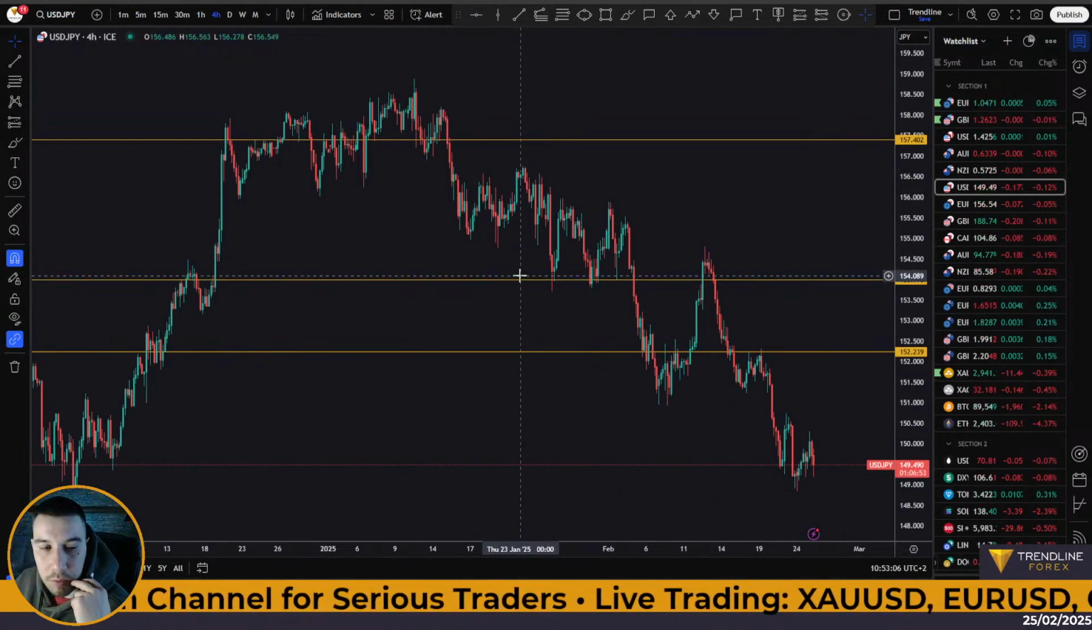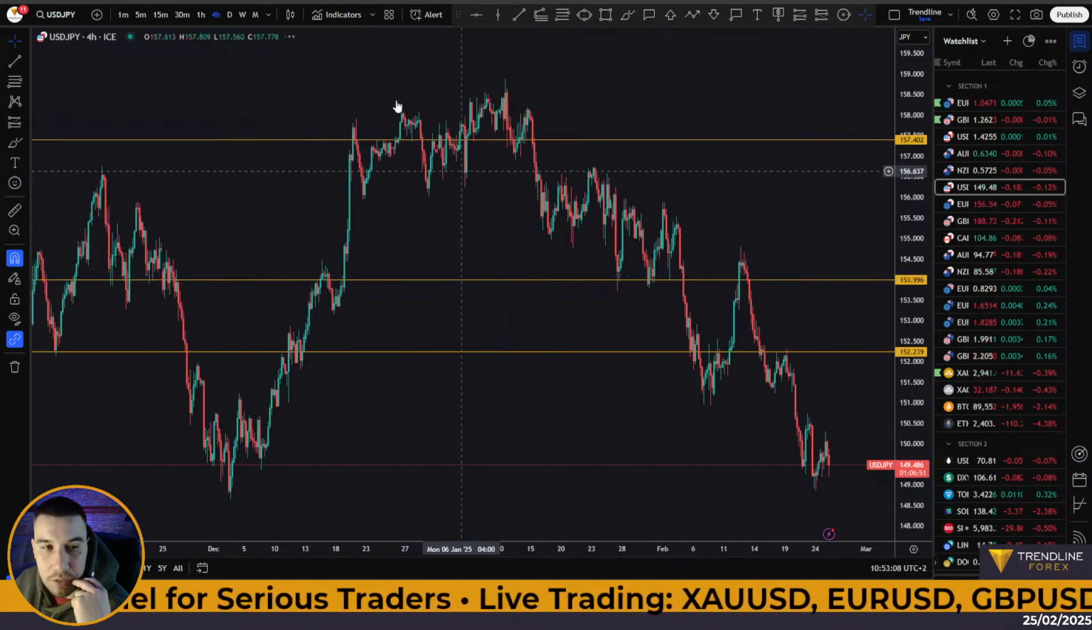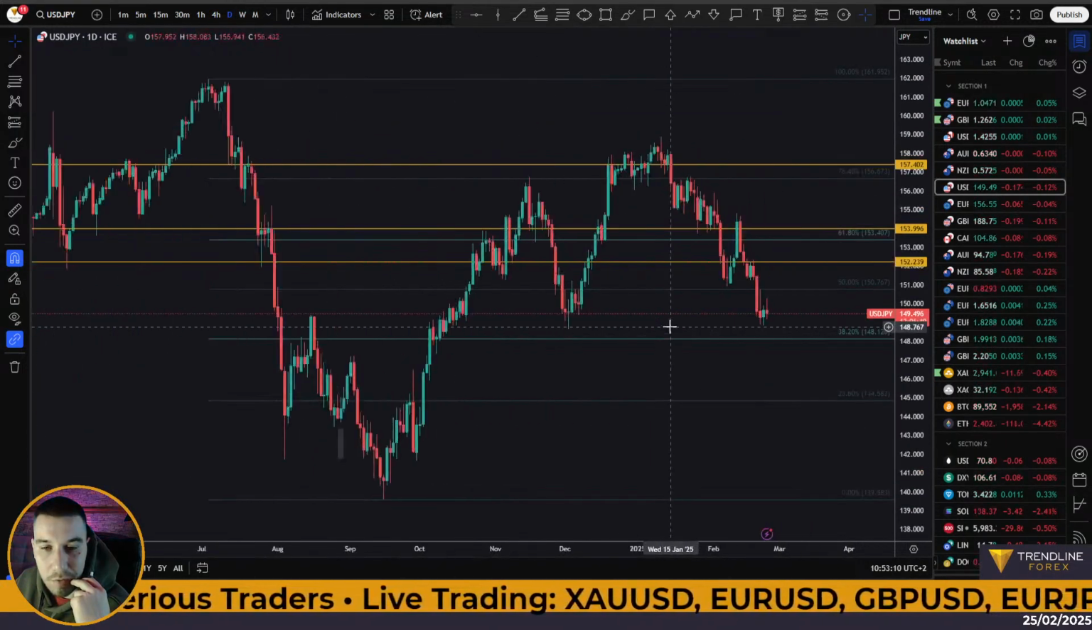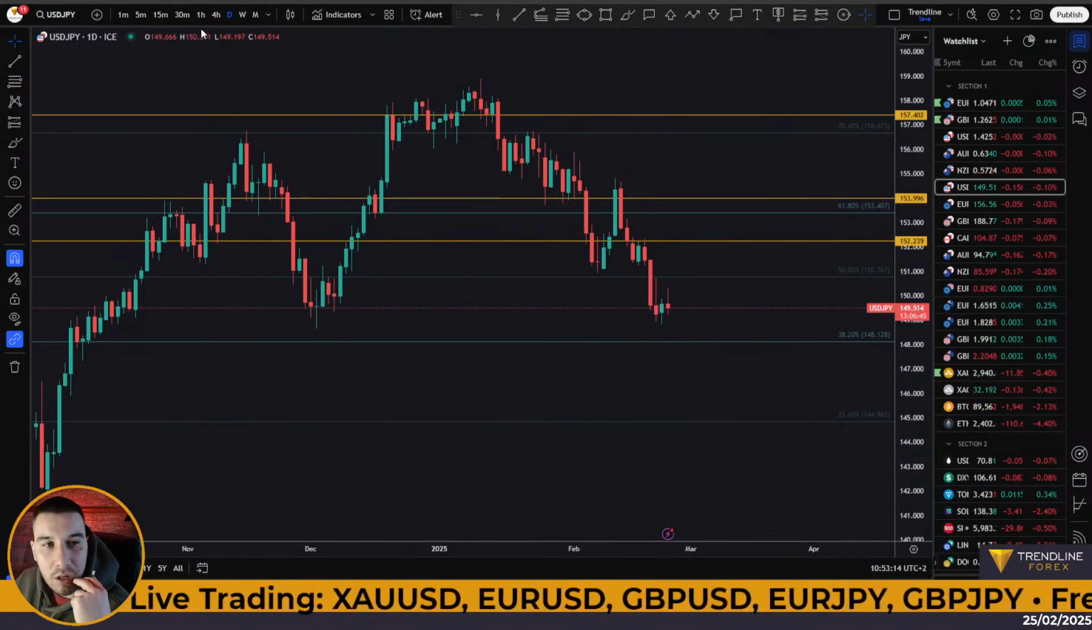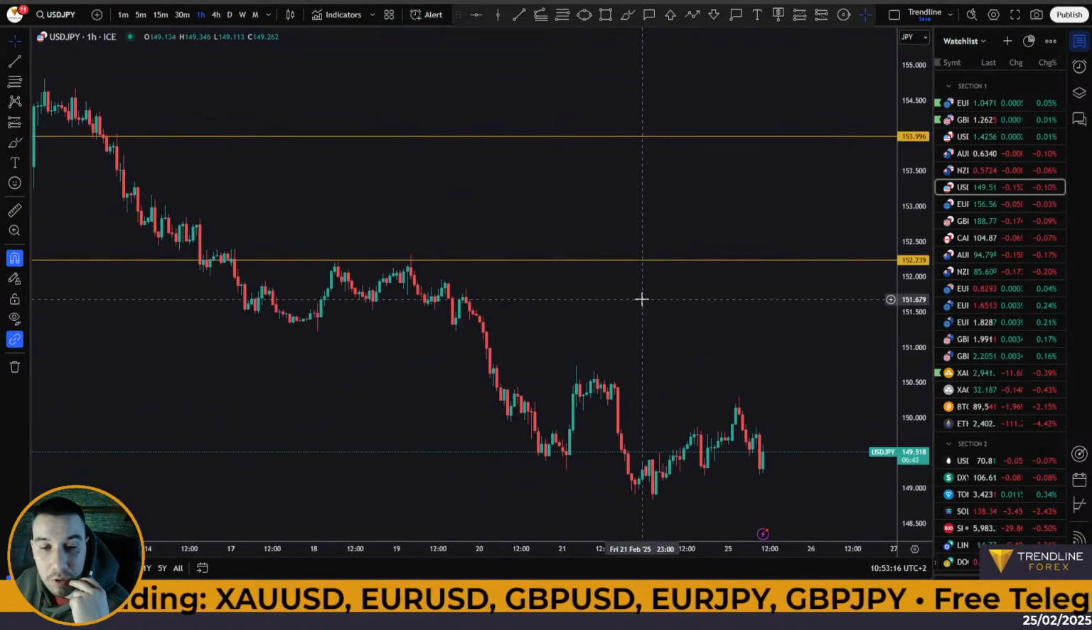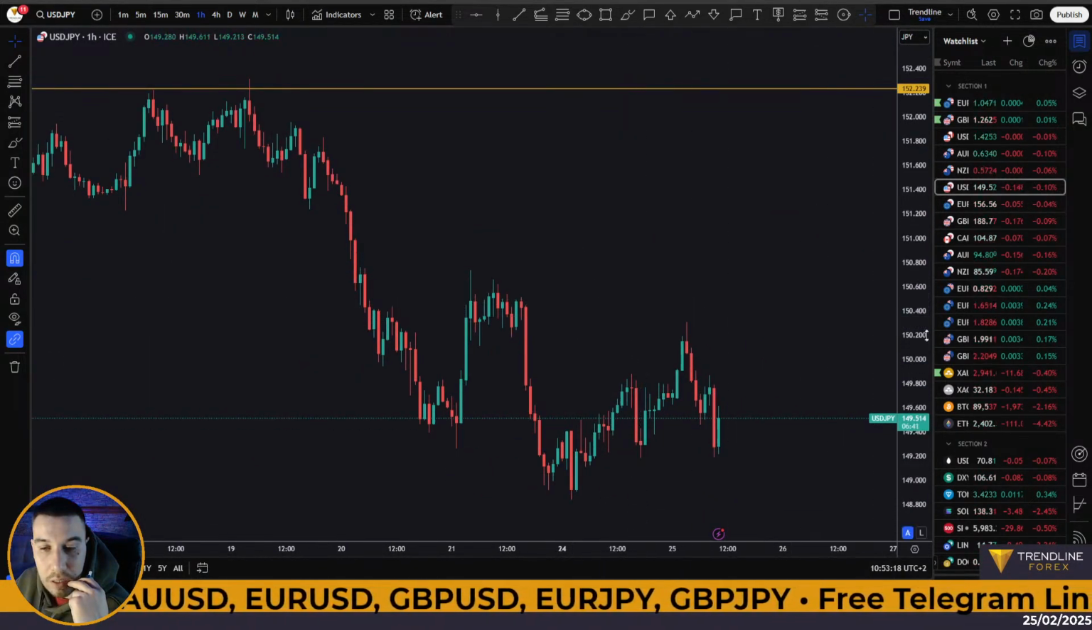Recently, we had a pretty strong move to the downside, but if you look at the daily time frame, I really can't take an entry down here. Potentially a long entry, but not right now, obviously.